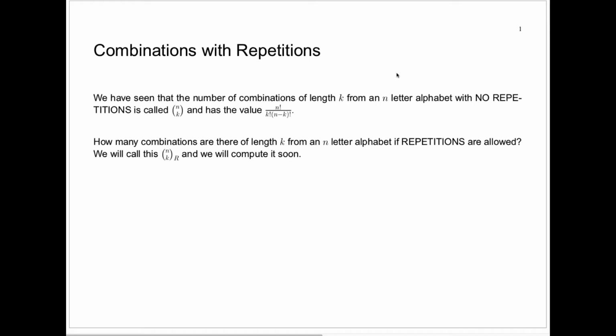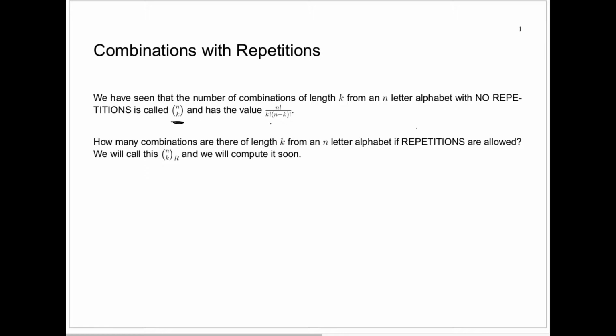Today we're going to start talking about counting combinations, now with repetitions allowed. What we did before was we talked about the number of combinations that we can have of length k from an n-letter alphabet, but no repetitions were allowed. When you don't allow repetitions and you have combinations of length k from an n-letter alphabet, the number of such things is called just n choose k.